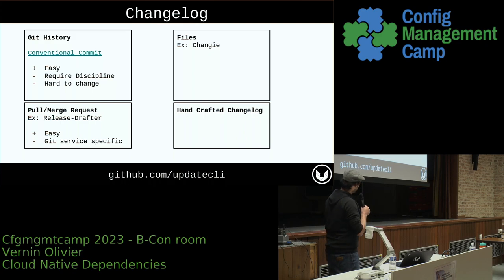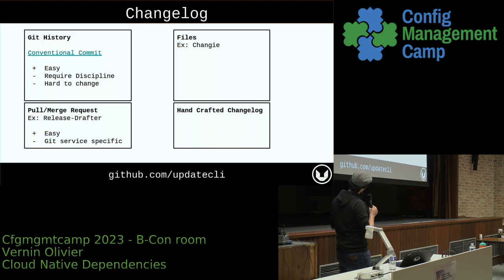Next topic that I want to briefly cover, because that's something that I find quite difficult, frustrating as well, is how to deal with the changelog. Who's maintaining changelog manually in the room? Who's automating changelog? And all the other people don't have changelog. So we have no way to know what changed between two versions.